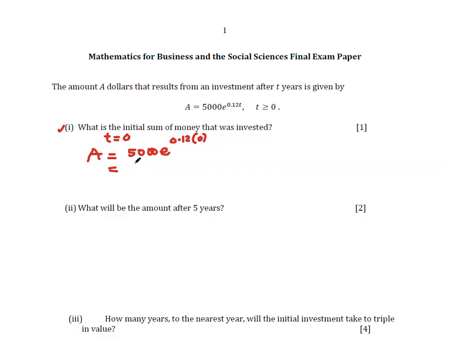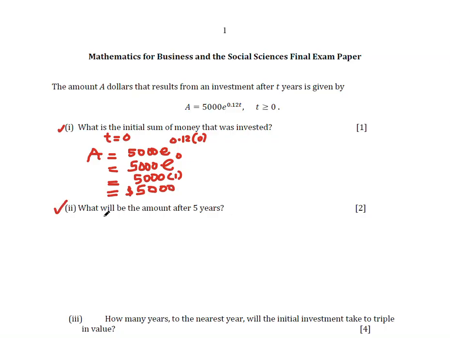So this works out to be 5,000 e raised to the 0 power, because 0.12 multiplied by 0 will be 0, any number multiplied by 0 is 0. And then we simplify this as 5,000, and any number raised to the power of 0 is going to be 1, so I put 1 in brackets here. So 5,000 multiplied by e to the 0, which is 1, will give us 5,000. So it means that the initial value invested was 5,000.